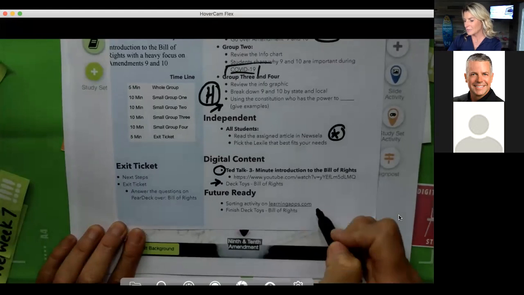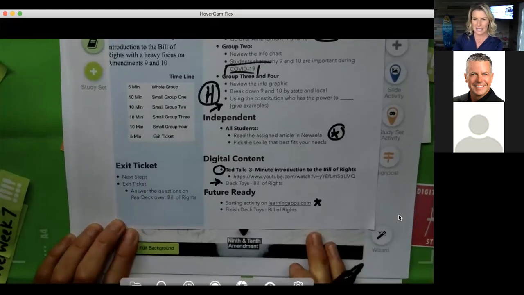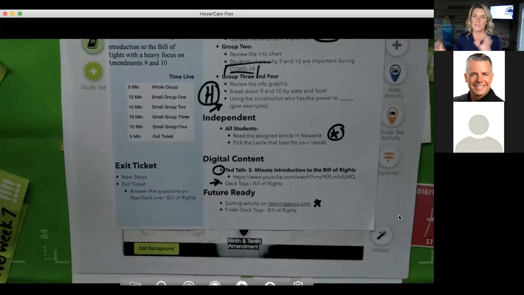This is the website that I was talking about, learningapps.com. Learningapps.com is going to be a sorting activity where the Bill of Rights are going to have to match them up. First Amendment, Second Amendment, what does that look like? And they have to match them up to make it.